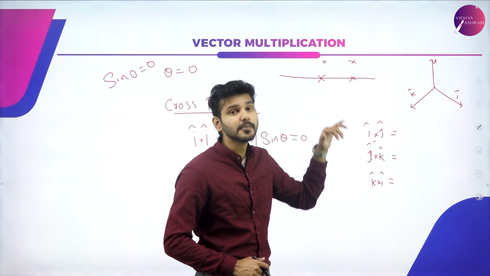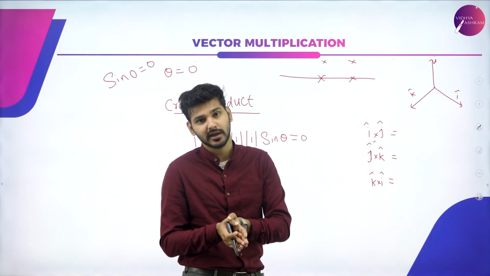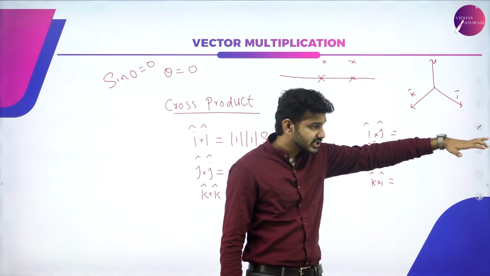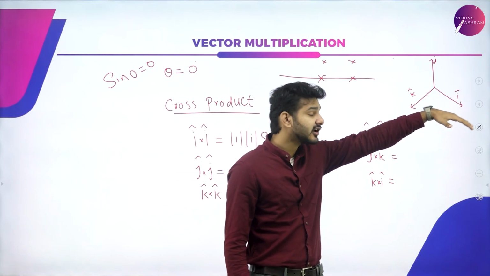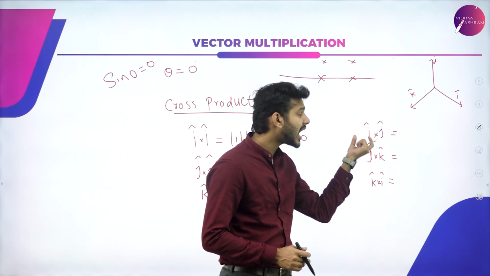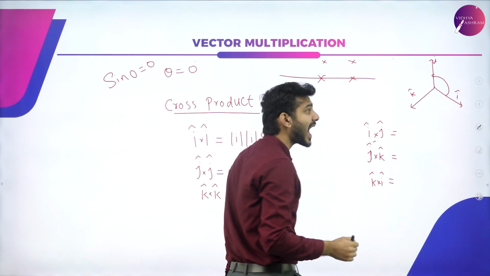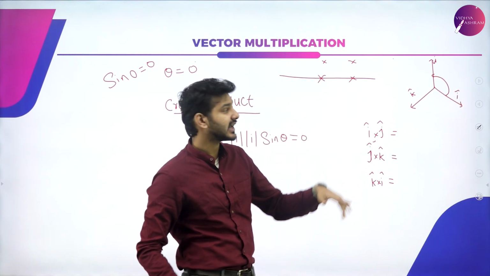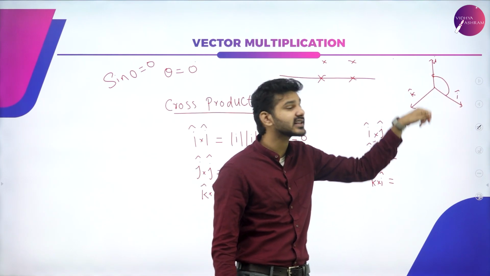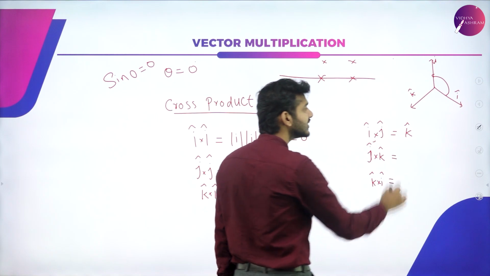If we go in the opposite direction, the angle will change and we have to introduce a negative sign. So for easiness, we say that we go generally from the horizontal to the left hand side. When we measure i cross j from the horizontal to the left hand side, it will actually give us the next axis, which is k. i cross j will be equal to unit vector k.